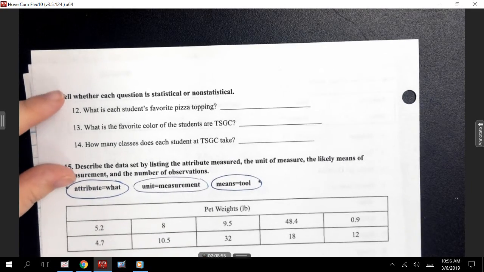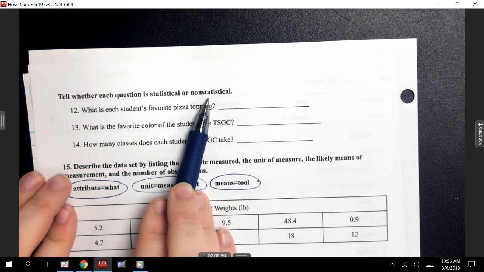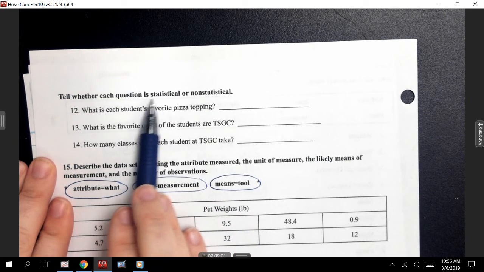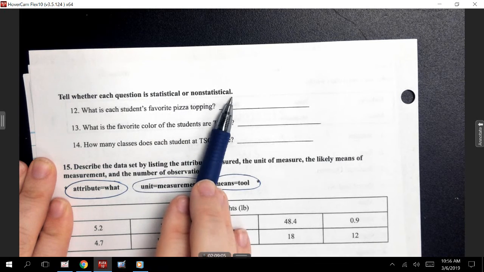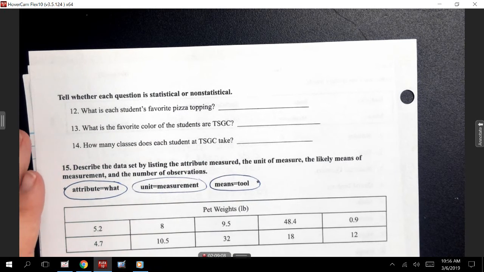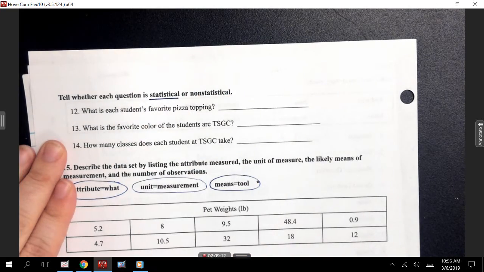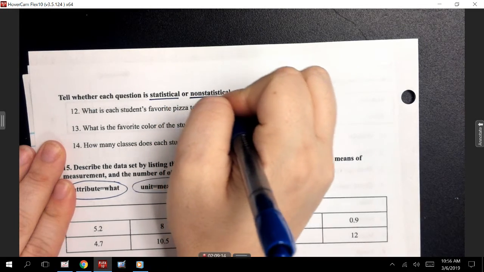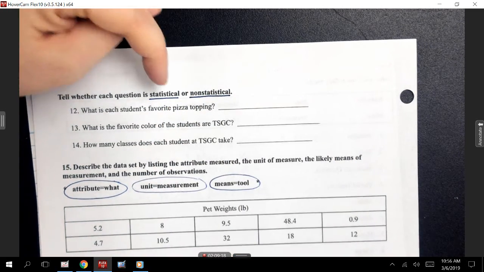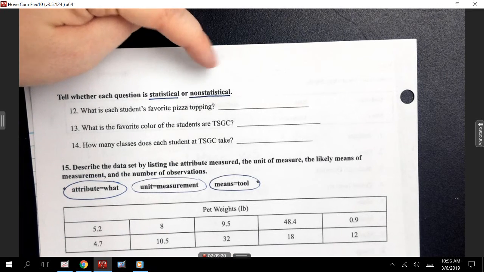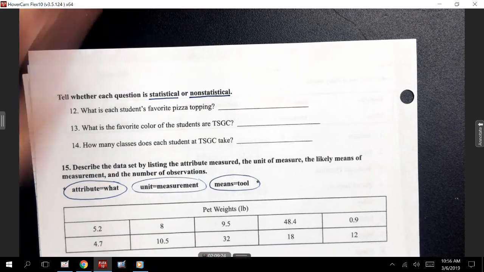All right, 12, 13, 14. These are those statistical questions. Now, guys, look at the directions. It says, tell whether each question is statistical or non-statistical. Does that say to write yes or no? No. You're going to write statistical or you're going to write non-statistical. Does it say you have to explain? No, but you have to write out that word. Please spell it correctly if I gave you the spelling, okay? Just copy that spelling correctly.